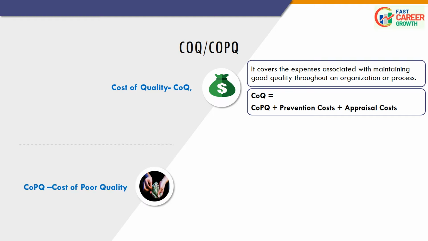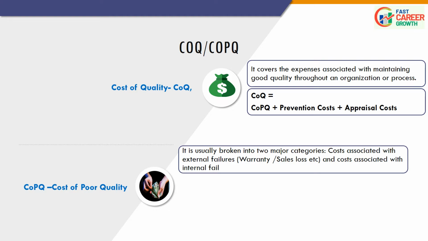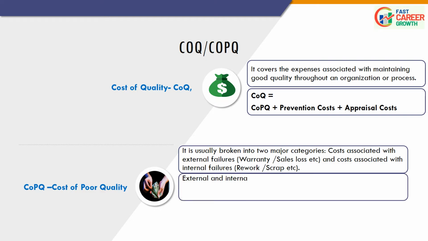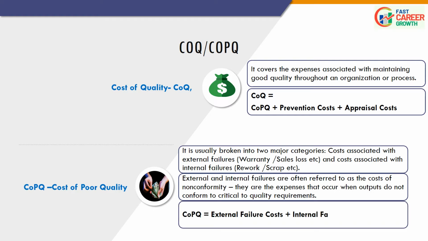Then what is COPQ? It means cost of poor quality. It is usually broken into two major categories: costs associated with external failures, warranty or sales loss, etc., and costs associated with internal failures, rework or scrap, etc. External and internal failures are often referred to as the costs of non-conformity. They are the expenses that occur when outputs do not conform to critical to quality requirements. COPQ is equal to external failure costs plus internal failure costs.